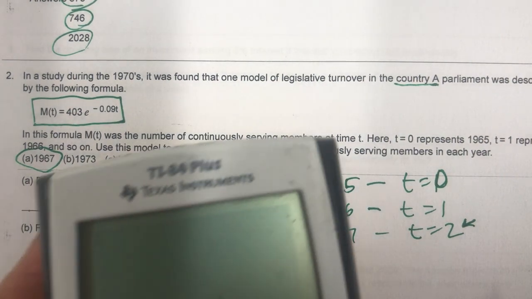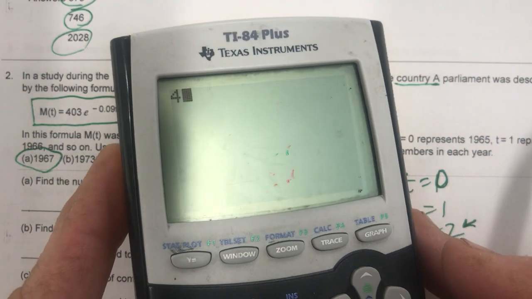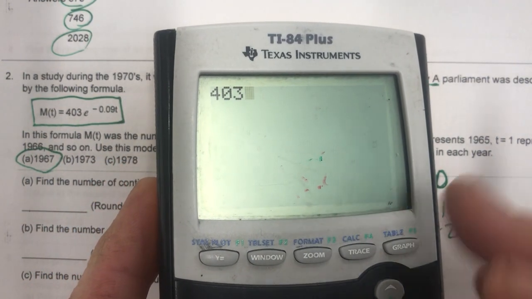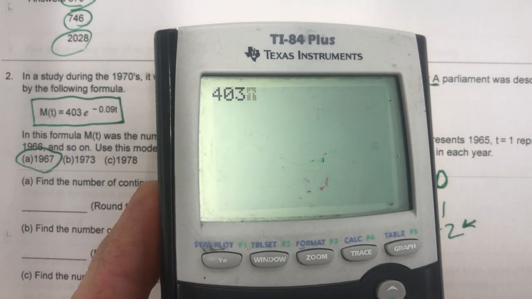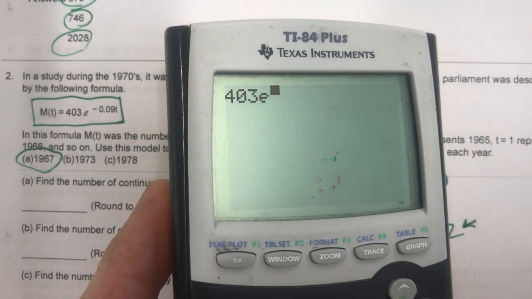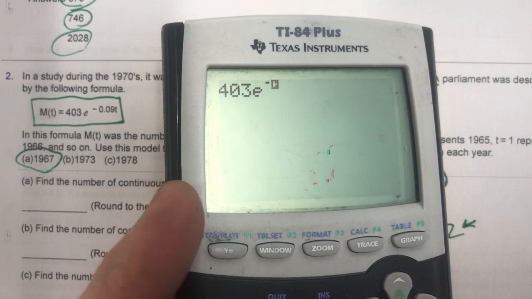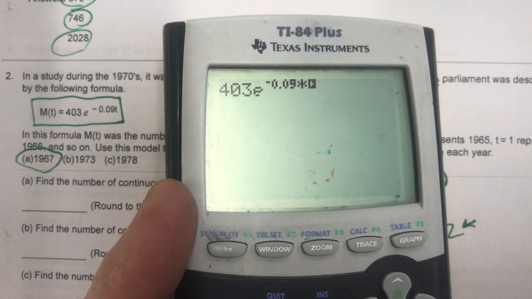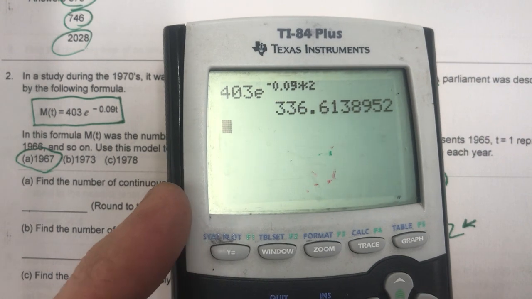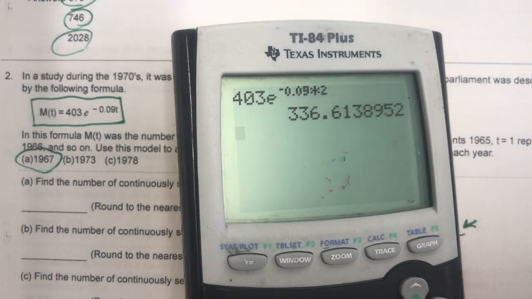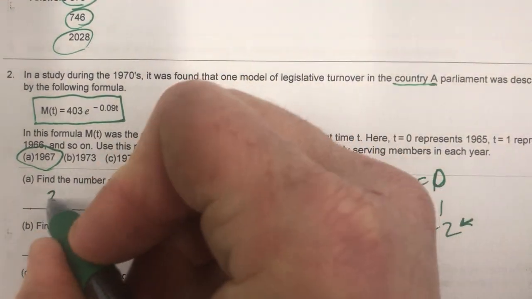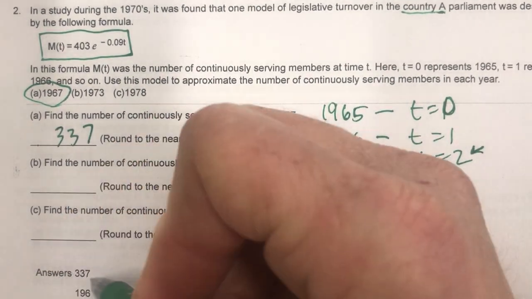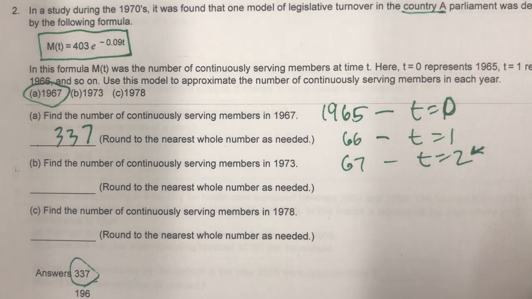So here we go. Bring my calculator in. I got 403. I'm going to do my e button, and then I've got negative 0.09 times 2. And I get this over here, 336.6, which is 337. And you can see my answer down here. We're in good shape, man. We got it.